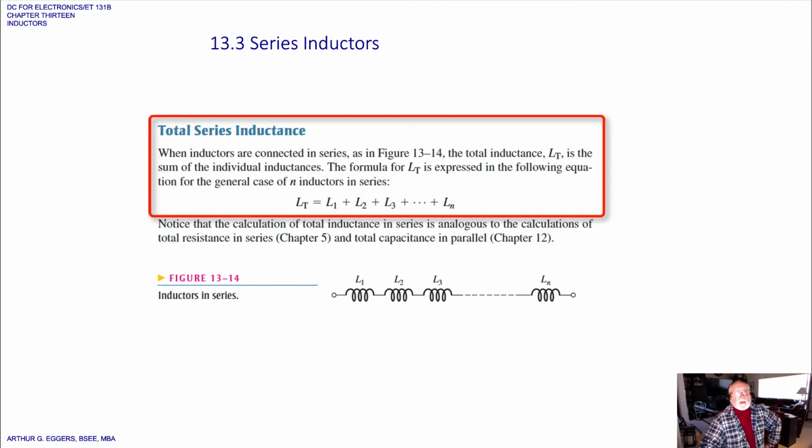So how do we handle inductors in a circuit? Well, just like we started off with resistors in a circuit, we're going to look at inductors in a series circuit. When inductors are connected in series, the total inductance, L sub T, is the sum of the individual inductances. Mathematically, L sub T is equal to L1 plus L2 plus L3, etc. Notice the calculation of total inductance in series is analogous to the calculations of total resistance in series.